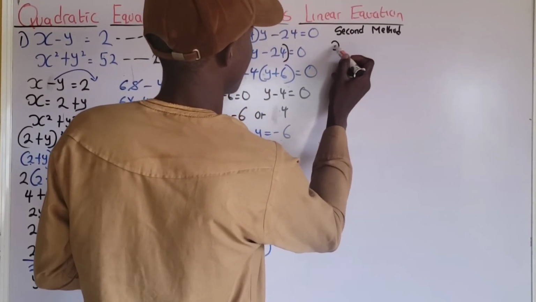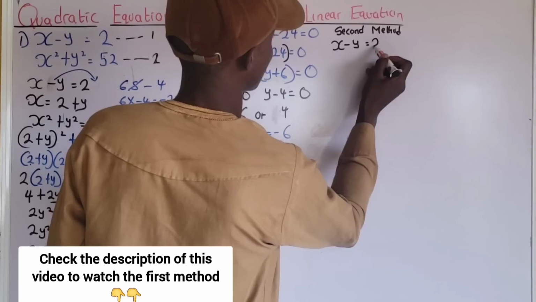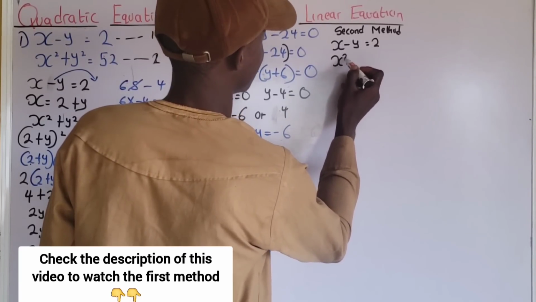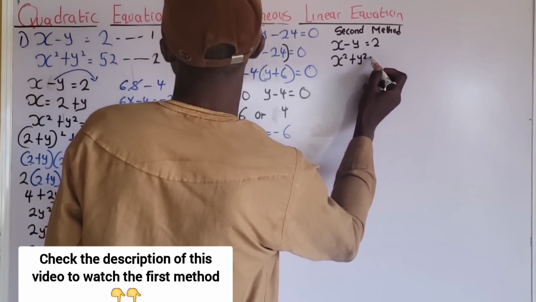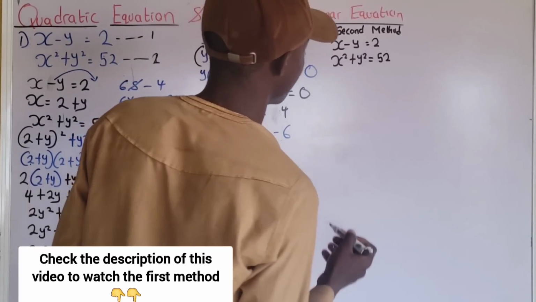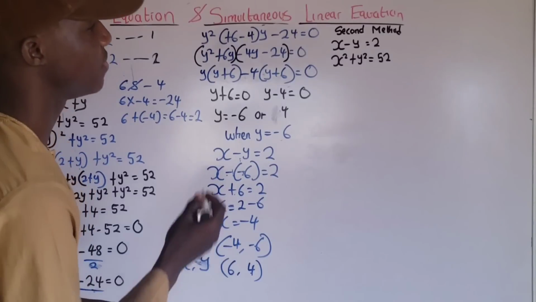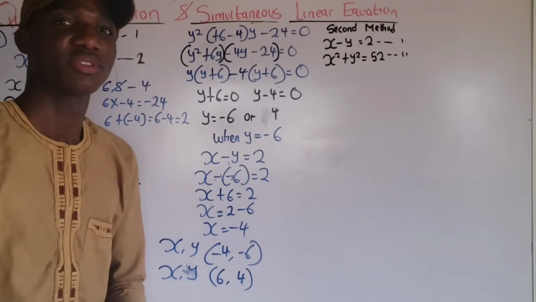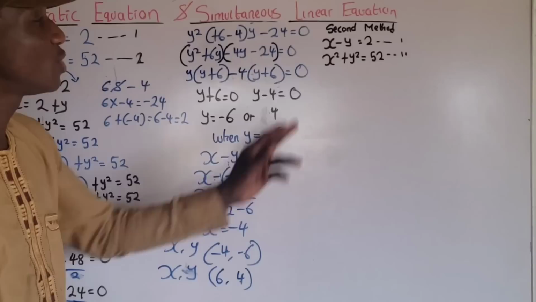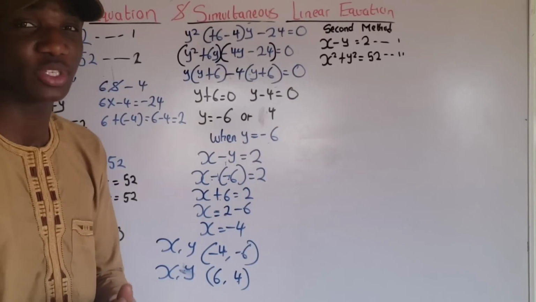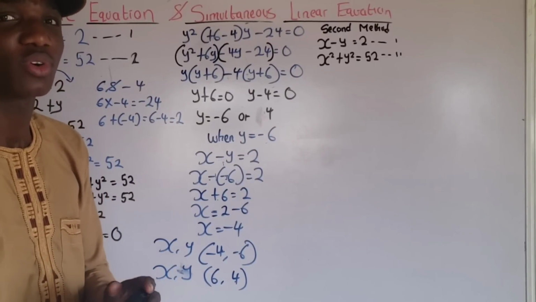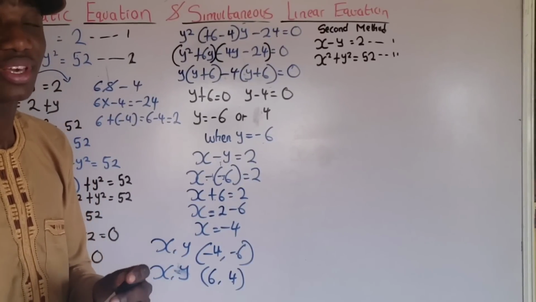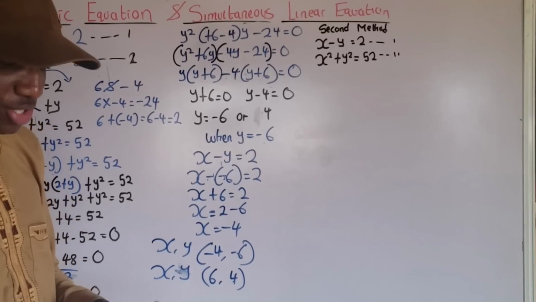Now we have x minus y equals 2, then x squared plus y squared equals 52. Okay, we are asked to find the values of x and y. Now I want you to pay attention. How do we solve this question using the second method? You see, this second method is technical, so I need your rapt attention, okay?